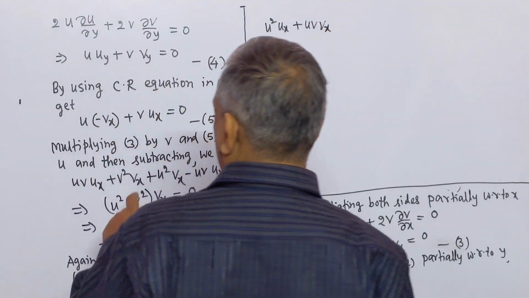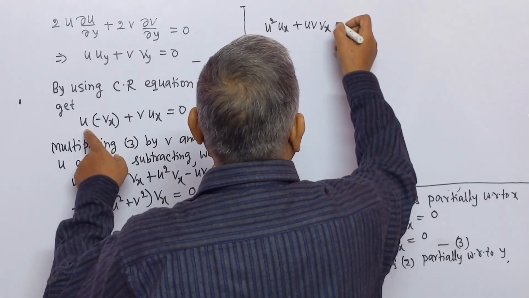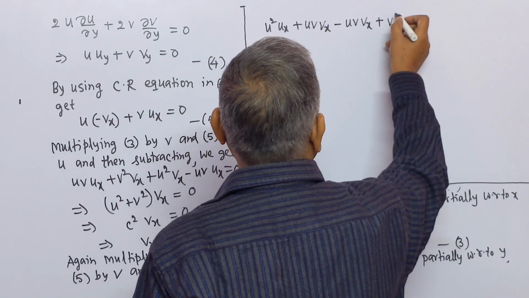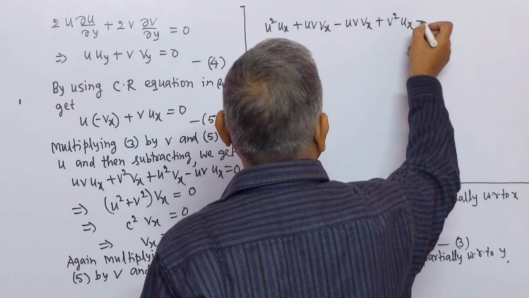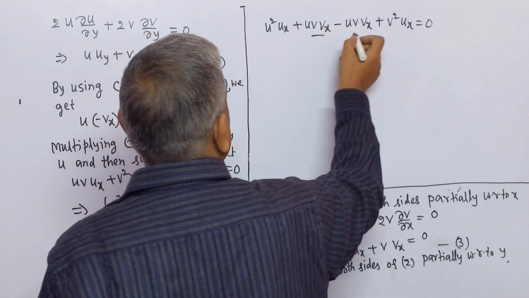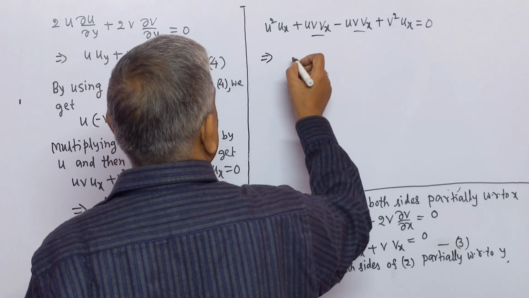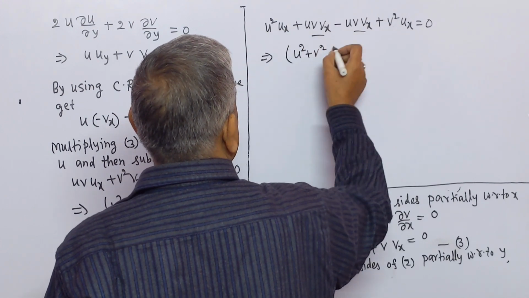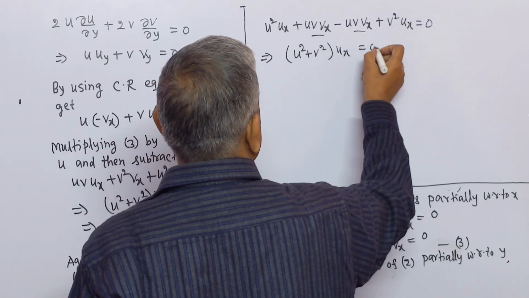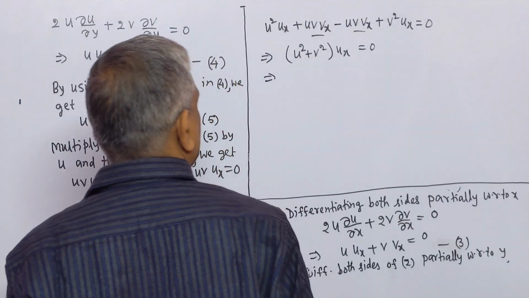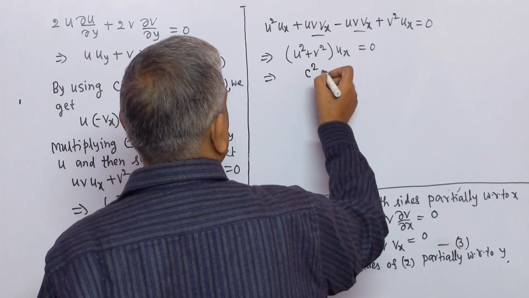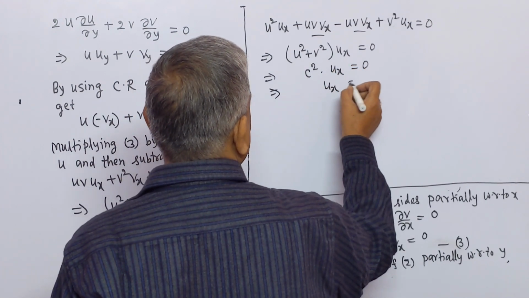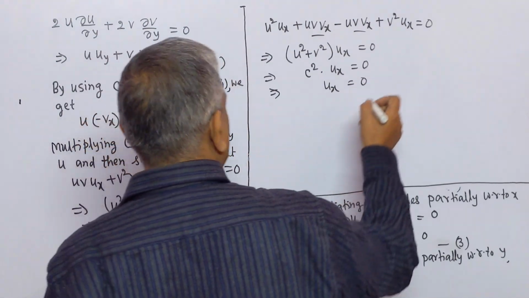Here multiplying 5 by v, minus uv v_x plus v square u_x equal to 0. This term and this term cancel, implies that u square plus v square common u_x equal to 0. Since u square plus v square equal to c square, multiply u_x equal to 0, implies that u_x equal to 0. This is number 7.